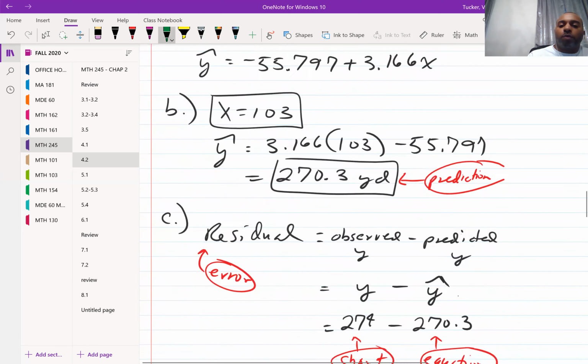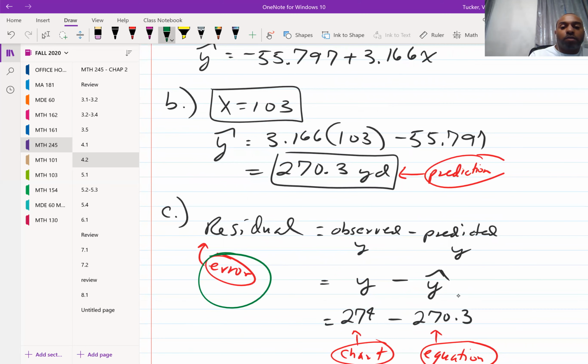So the way you calculate your residual or your error, we talked about that in the earlier part of 4.1, you'll take your observed y minus your predicted y. So symbolically, that's y minus y hat, right here. And y is 274, that's our chart value, minus our equation or calculated value, which is 270.3. And that's 3.7 yards.